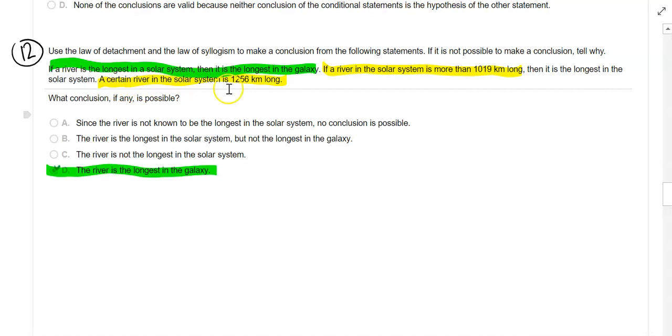So we're given that a certain river is 1,256 kilometers long. That tells me that this is longer than this. And if it's longer than this, then it satisfies this statement here, that if it's the longest river in the solar system, it's the longest in the galaxy. So if I know this information, that it is longer, then I can make this conclusion.